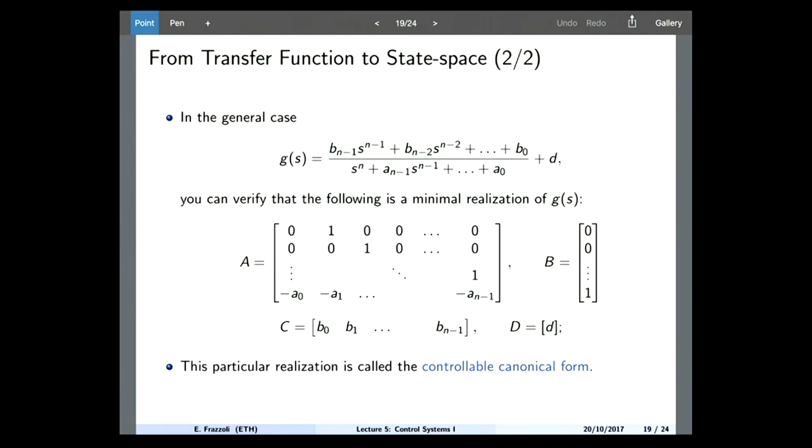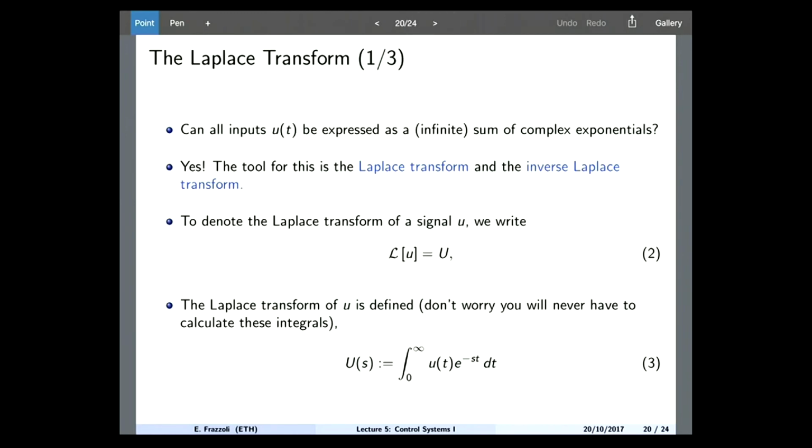No need to know why and all the details now. Just know that if for any reason you're given a transfer function and you want to build the ABCD matrices, this is one way of doing it, okay? Or the diagonalized form is another way of doing it, okay? You pick. Okay, questions?